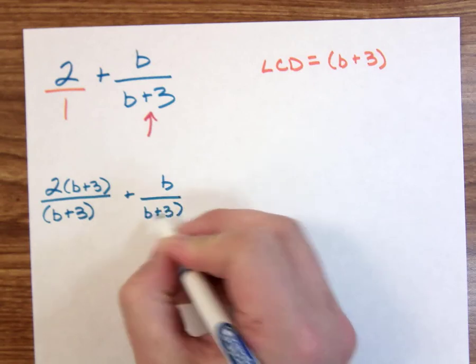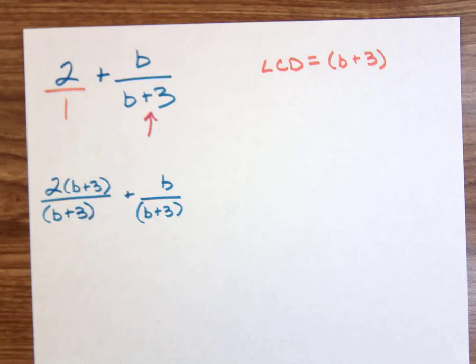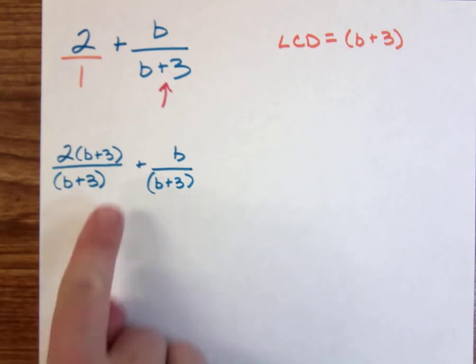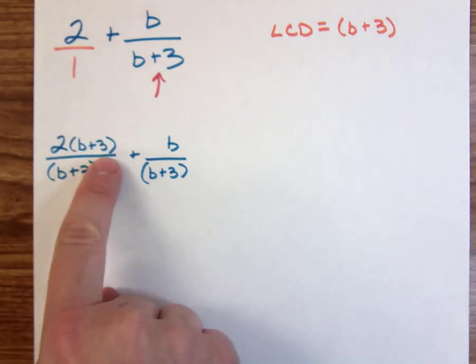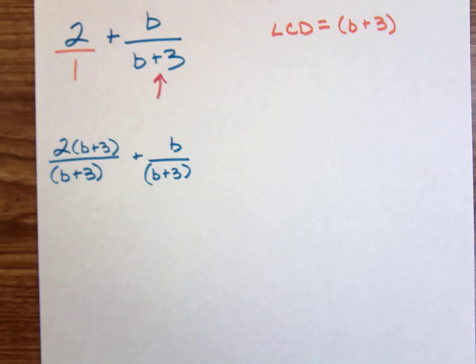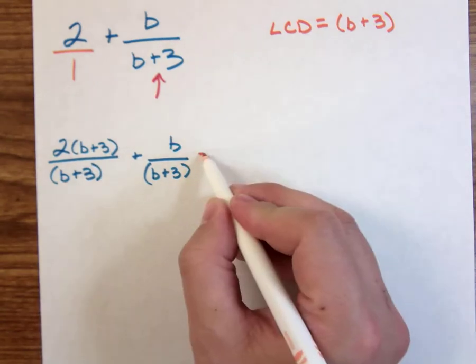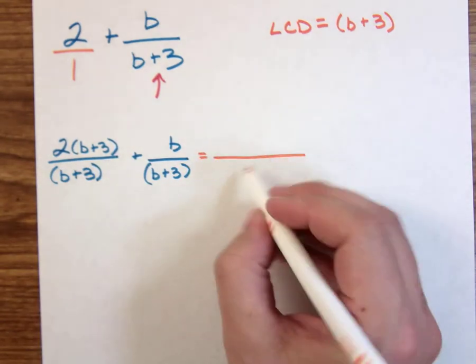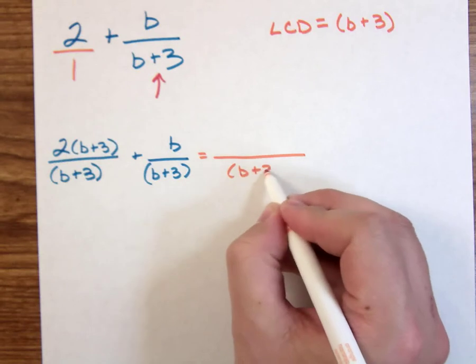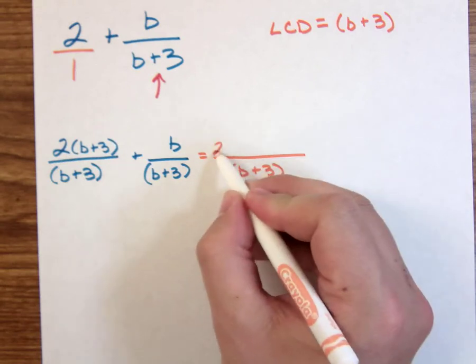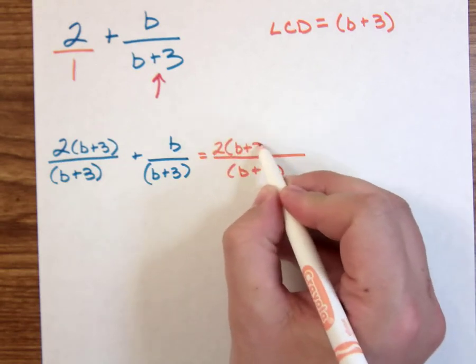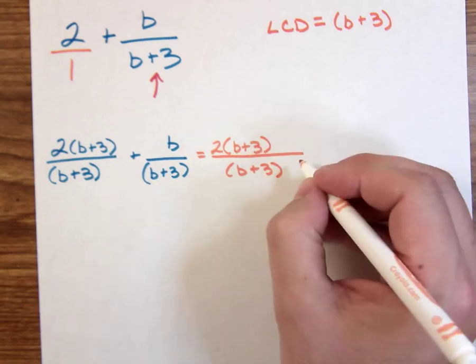Would you distribute, or would you leave it alone? Yeah, I think we're going to have to distribute right here so that we can combine some stuff. But before we do that, let's add the 2 together. So b plus 3 on the bottom. And on the top, 2b plus 3. Or not 2b plus 3.